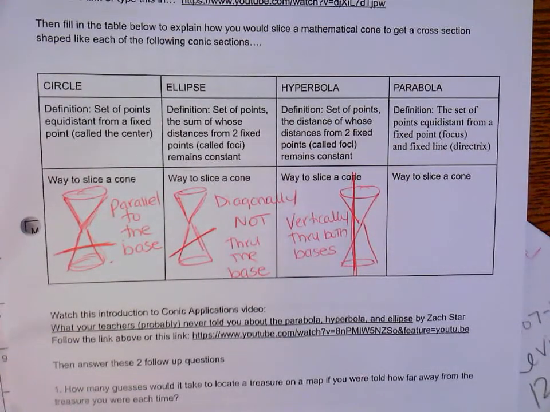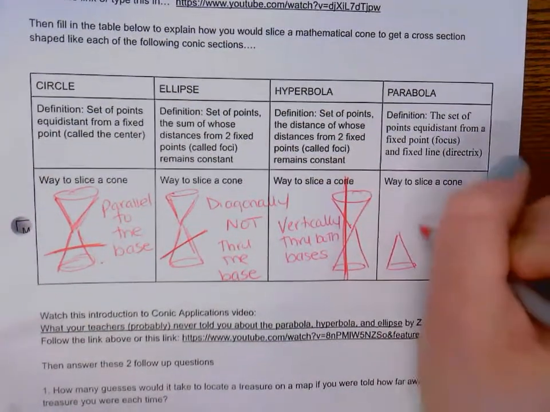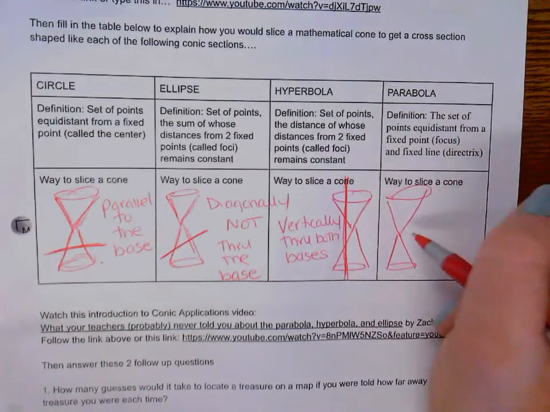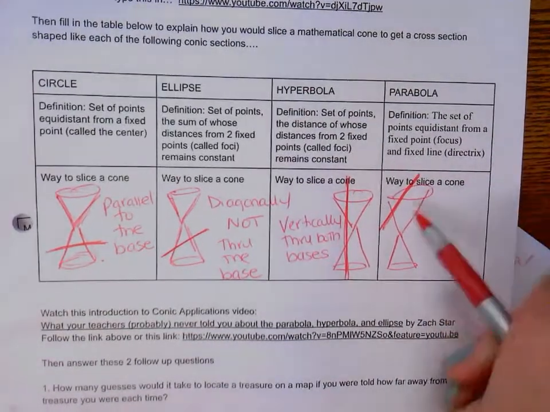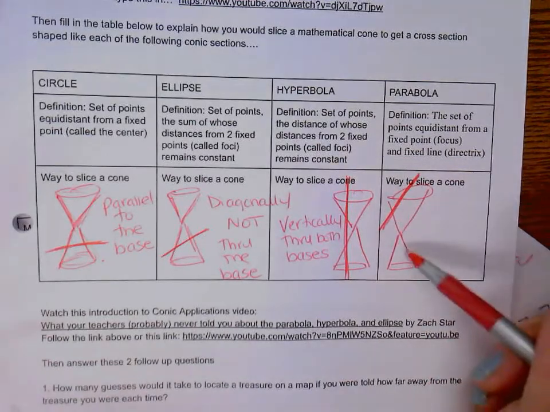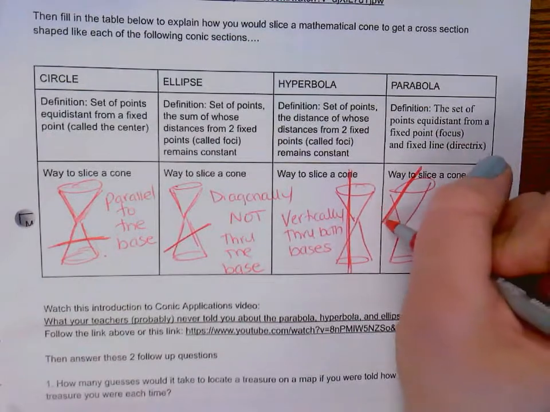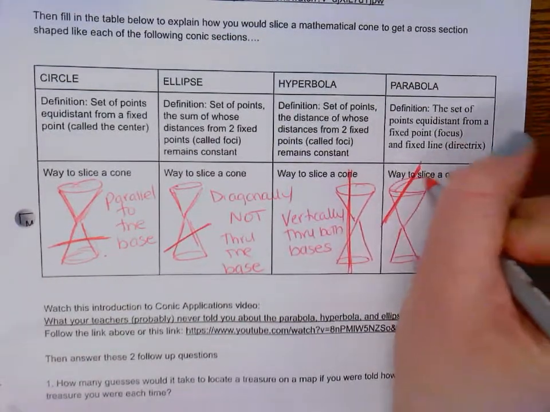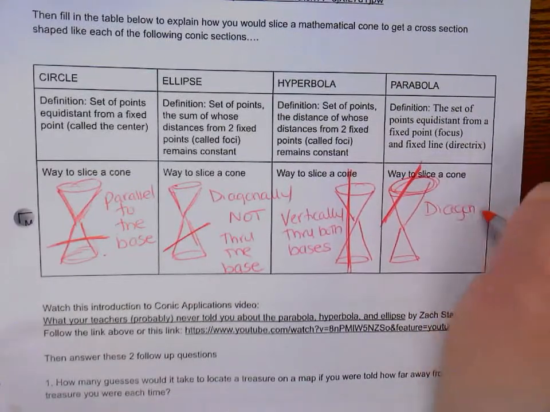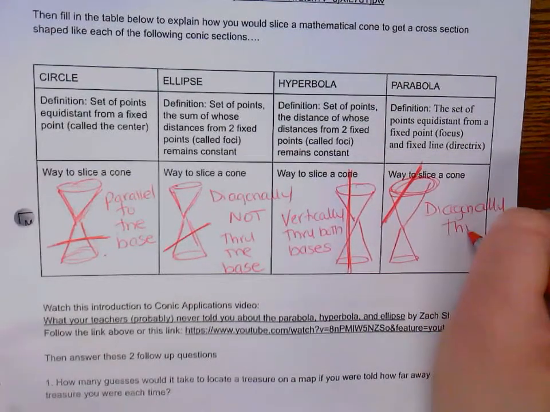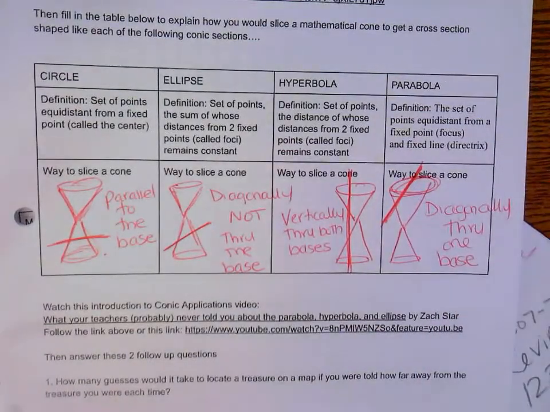So then how do you slice it to get the parabola? This is when you only want to cut one of the two cones. So see how if I put a line like that, I will get that half arc, but I'm not going to touch the bottom cone, so there's only going to be one of them. So it's actually diagonally again, but you're going through one of the bases, right? Diagonally through one base.